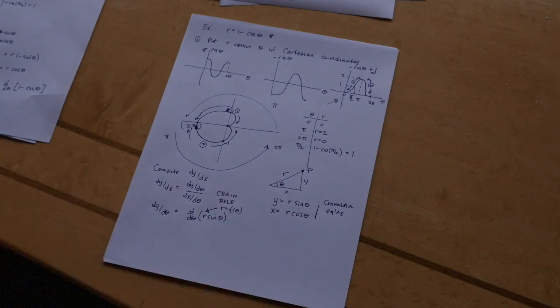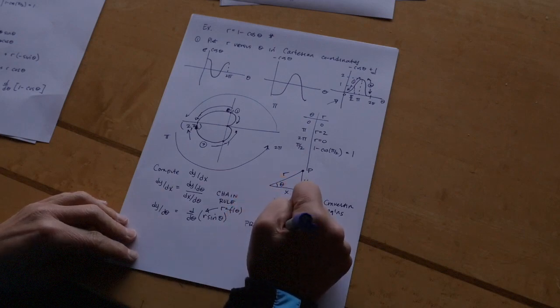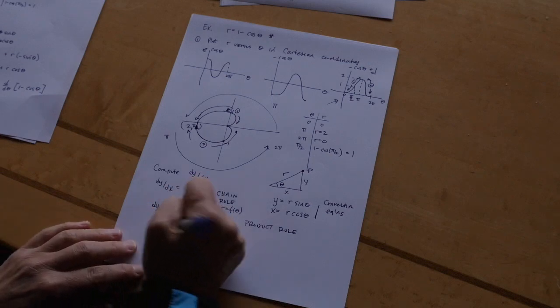So now I have two functions, both of theta. One is r, a function of theta, which is dependent on which curve I'm looking at. In this case, r is 1 minus cos theta. And then I have sine theta, also a function of theta. So I use the product rule. I have a product of two functions of theta, and I'm taking the derivative with respect to theta.